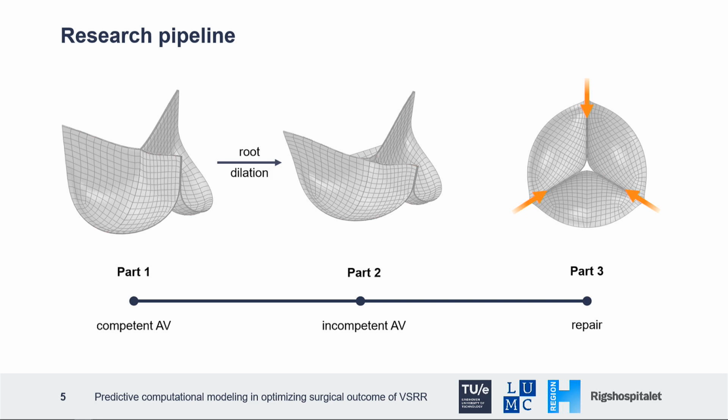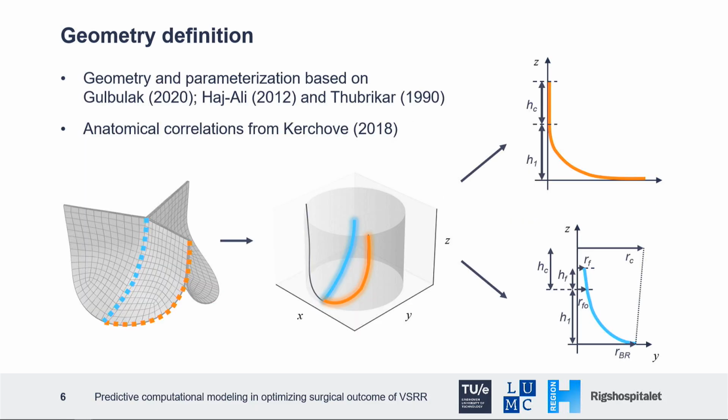We would have a competent aortic valve based on the parameters that you all know from anatomy, the effective heights of the coaptation, the commissural height, and the root and the sinotubular junction radius. Then you dilate that and you create an incompetent valve of the model, and then you introduce your repair steps to see if you can create the effective height that you want to obtain. So how do we define our model?